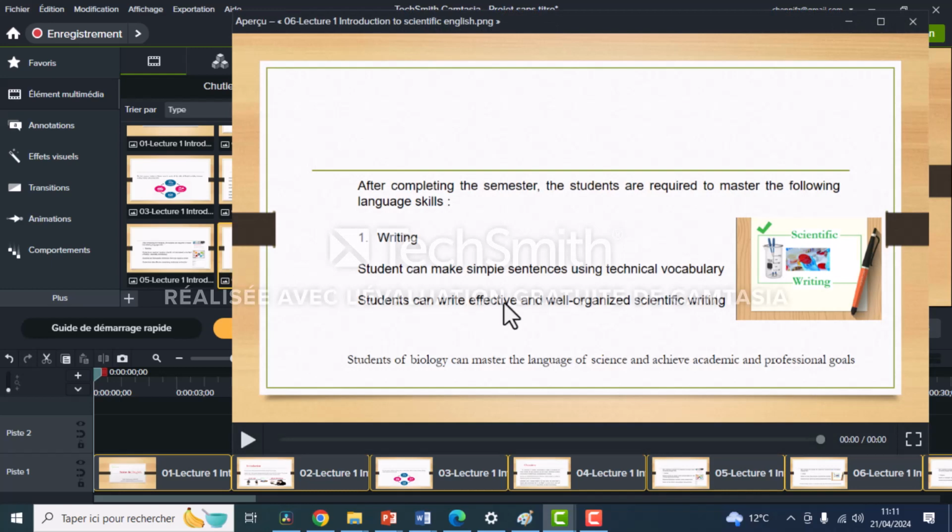Another objective after completing the semester is to master writing skills. Students can make simple sentences using technical vocabulary, and you can also write effective and well-organized scientific writing. So you can master the language of science. It's an international language, it's the language of science, and achieve academic and professional goals.